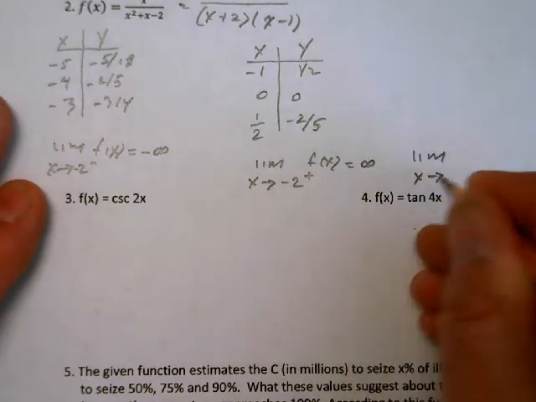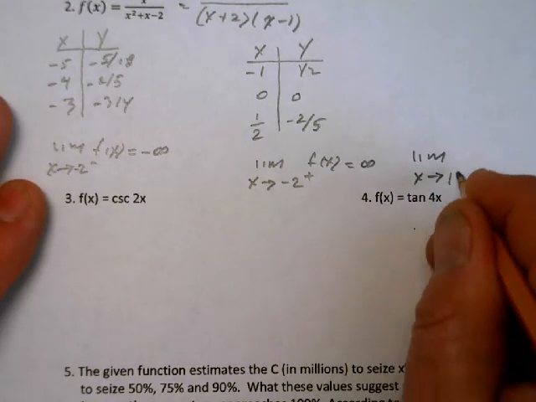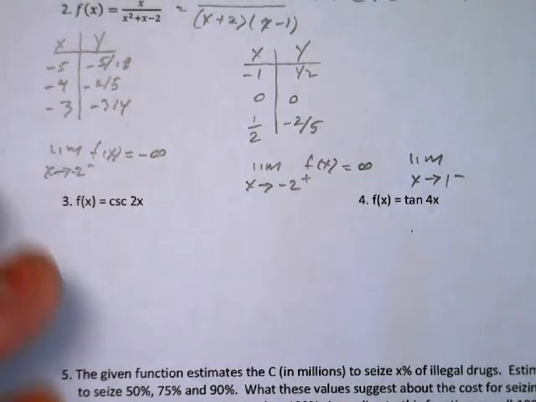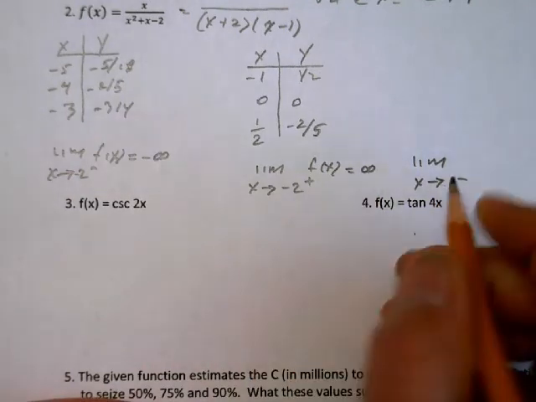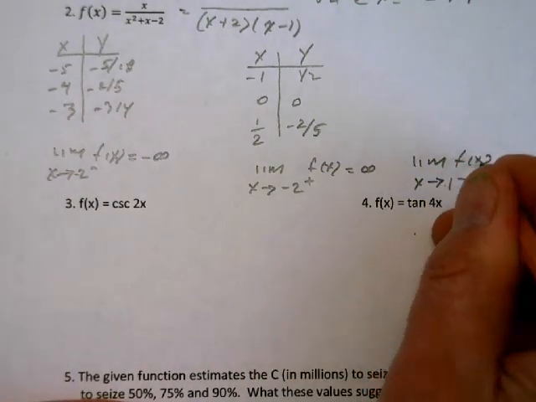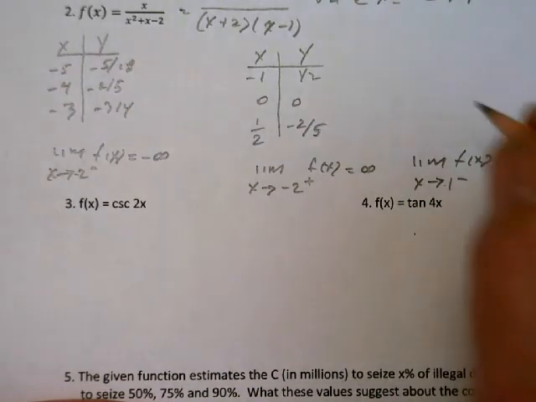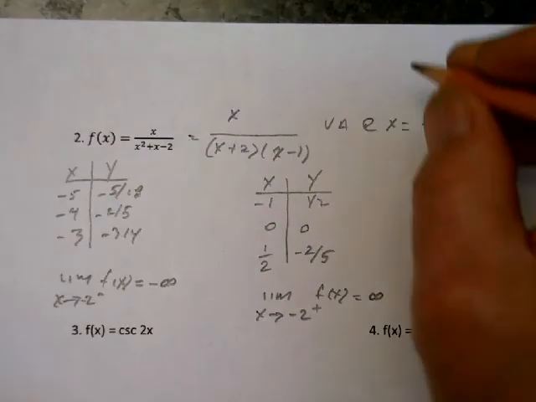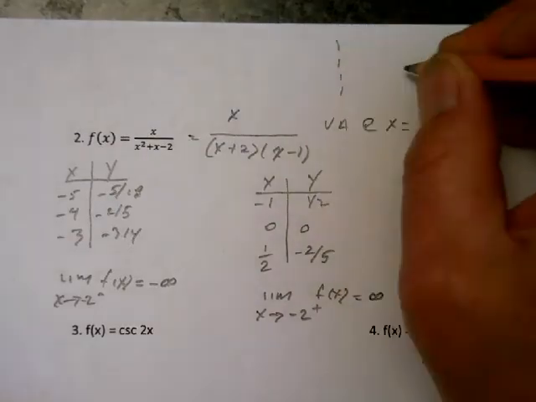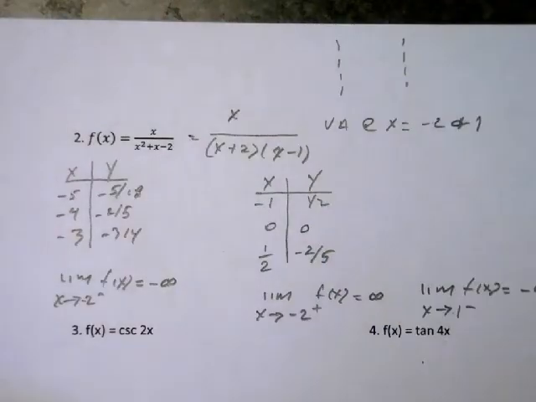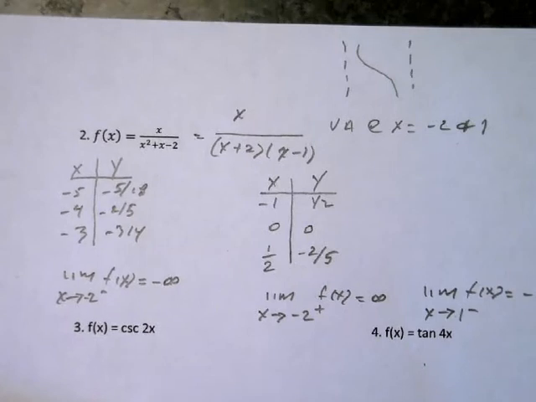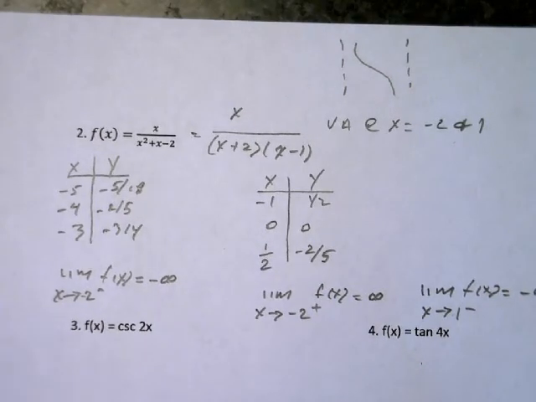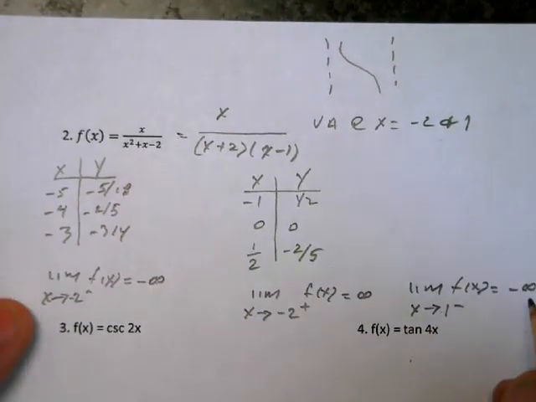Now let's take a look at the limit as x approaches 1 from the left. So if this is going towards positive infinity, that means this is going to be going towards negative infinity. So what that means is that, I'll put it right here. Here's -2, here's +1 as far as your asymptotes. That means your graph is going to look like that.